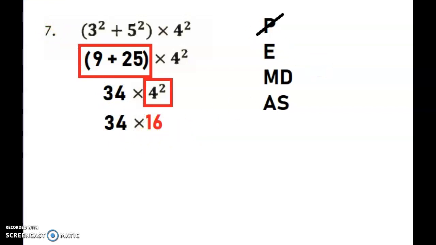And now I look over my list here. Do I have any exponents left? I don't, so I'm done with this step. Do I have multiplication or division? I do. I have 34 times 16. So once I work that out, I'm going to cheat and use a calculator, guys.